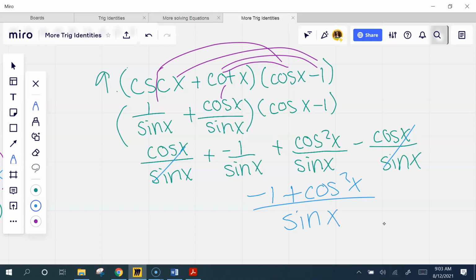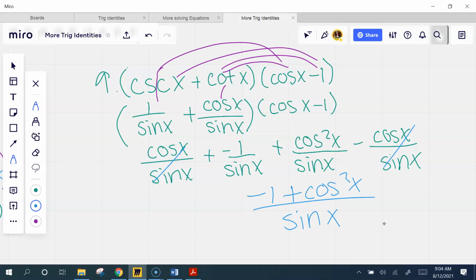Now what do you notice about what we wrote? I do have one more question. How did you get the cosine x over sine x? It was -1. So now, do I have to put a -1 on the outside?